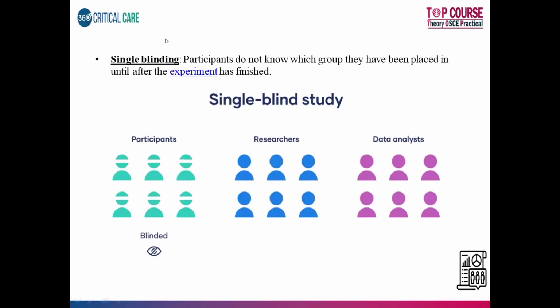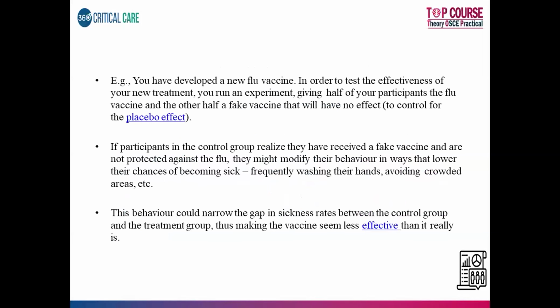Single blinding is where the participants do not know which group they have been placed in the study until after the experiment has been finished. So you are going to blind only the participants in a single blinding. So why do you need to blind? An example: you have developed a new flu vaccine, and you have to test the effectiveness of this new treatment. You are going to give half of your patients the flu vaccine and the remaining half a fake vaccine, or some placebo which has no effect.